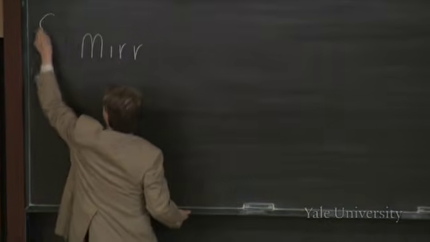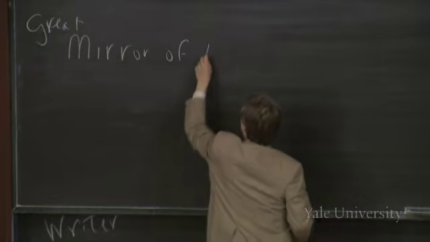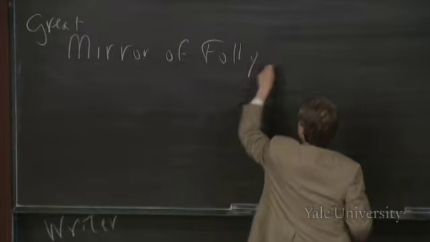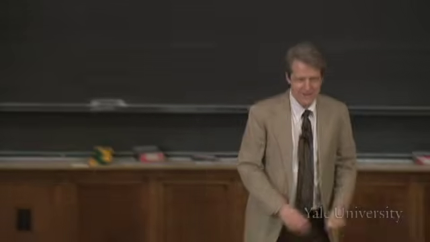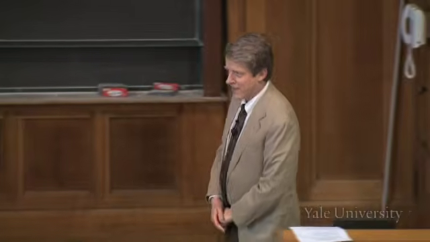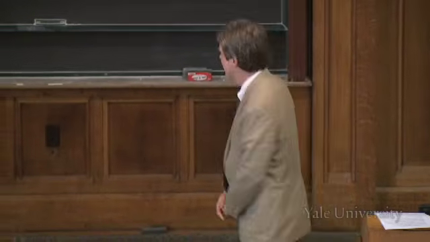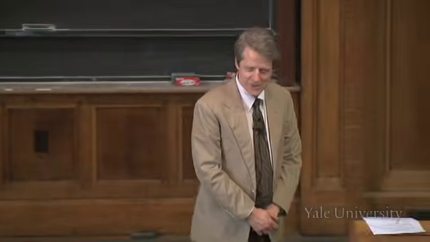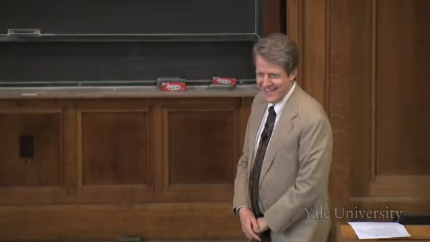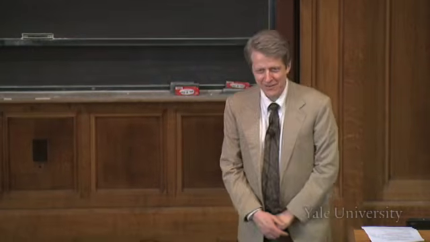Oh, it's called The Great Mirror of Folly, written in 1720 about the stock market. And the Beinecke Rare Book Library has a copy of it. They're very rare. About the stock market crash of 1720. Did you know that there was a big stock market crash in the year 1720? What was happening in New Haven in 1720?